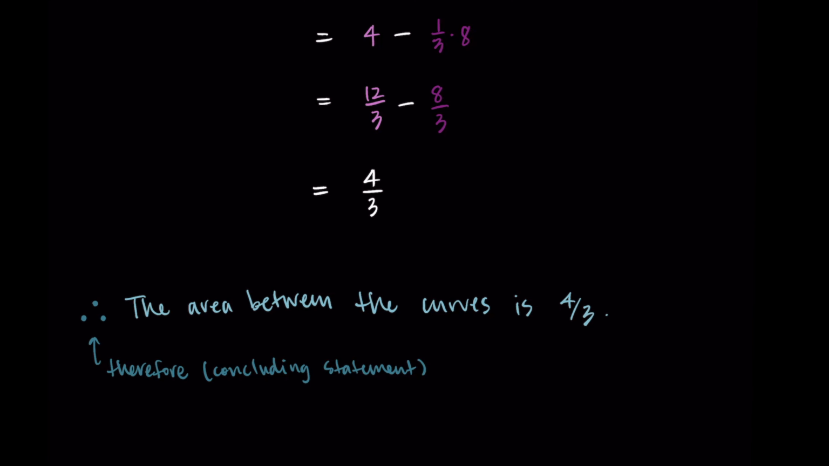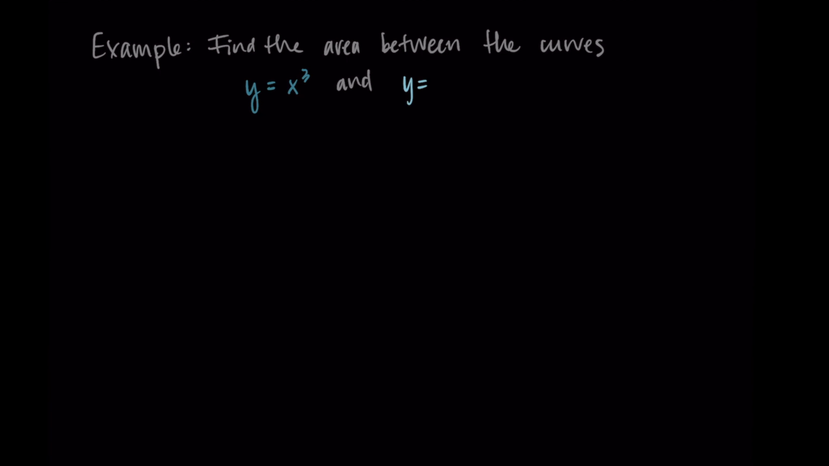Okay, let's do a second example. So let's find the area between the curves y equals x cubed and y equals square root of x. So in this example, we don't have any bounds or interval given, so we need to know what the area looks like in order to set up the integral to solve for it. So I want to show us two different ways to do this.